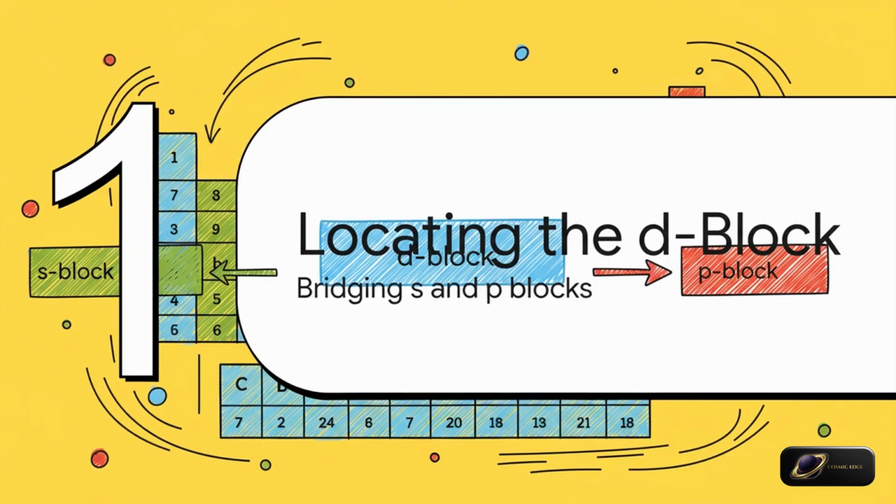So to figure that out, we first need to know where to find these elements on the map, right? The periodic table. They live right here, smack in the middle. This big block is called, you guessed it, the D block. It's like a massive bridge connecting the super reactive metals on the left with all the nonmetals over on the right.